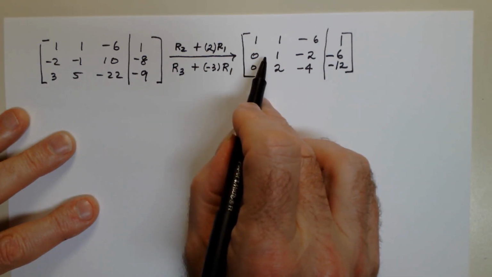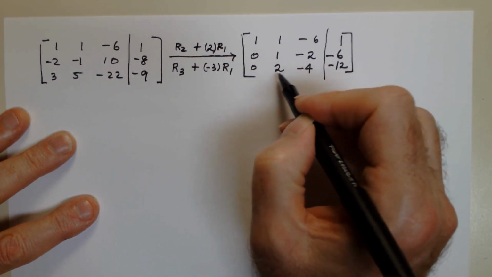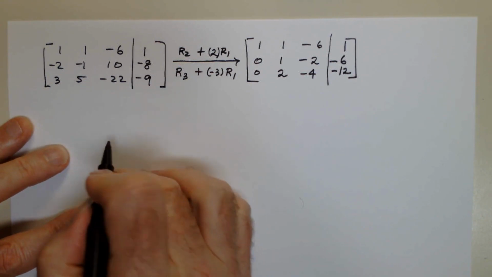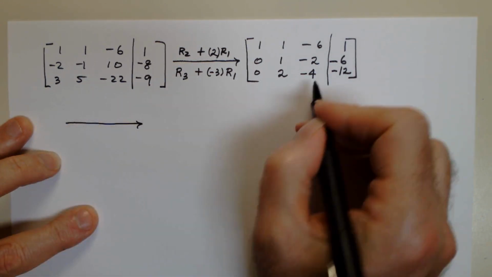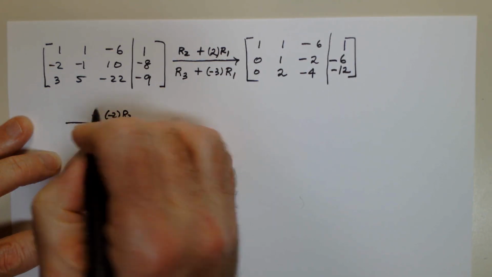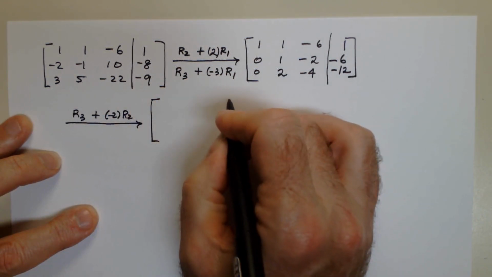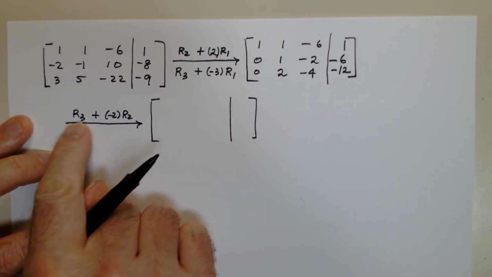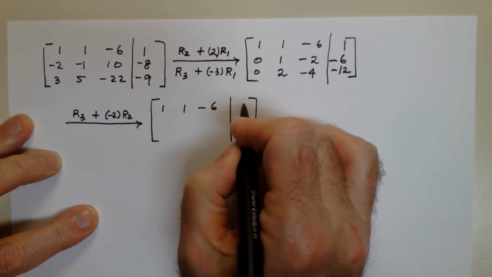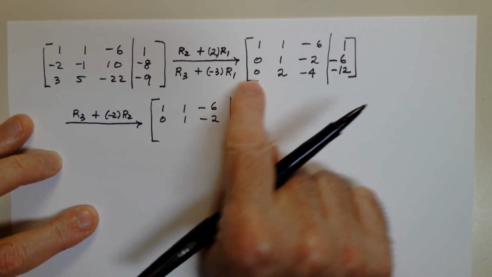Now I'm going to go down row 2 until I hit something non-zero. Here's a 1. I'm going to use that 1 to eliminate this 2 below it, and that should get me to row echelon form. So my next step is going to be a type 3 operation. I'm going to scale row 2 by -2, and I'm going to add that on to row 3. Okay, so remember, row 3 is the only row that's changing here, so I'm going to rewrite row 1. I'll rewrite row 2.